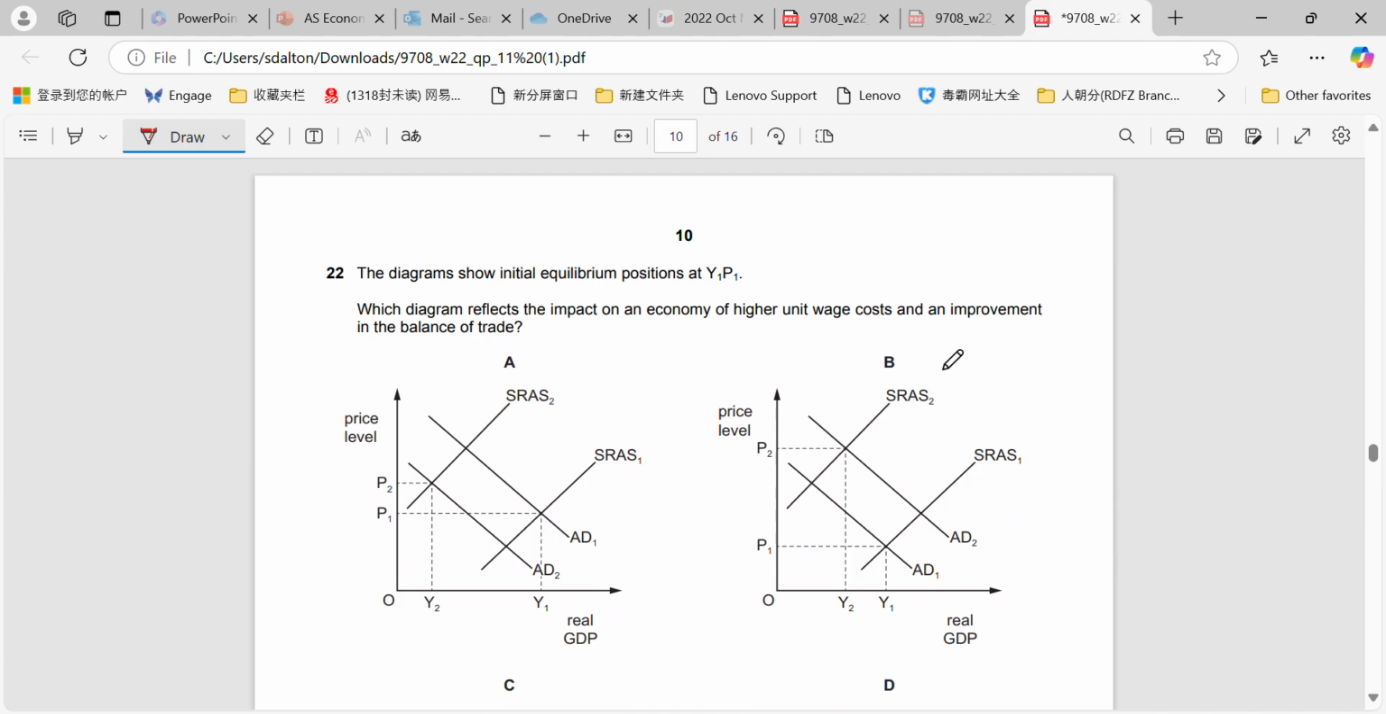Okay, question 22. Diagram shows initial equilibrium positions at Y1, P1. Which diagram reflects the impact on an economy of higher unit wage costs? So higher unit wage costs will move aggregate supply to the left because it will increase the cost of production. And an improvement in the balance of trade. So if there's an improvement in the balance of trade, then our exports will rise, and we can expect that AD should move to the right. Okay, once we identify that, very simple. We're looking for the diagram where AD moves right and where AS moves left, and I can see right here that that should be B. Okay.